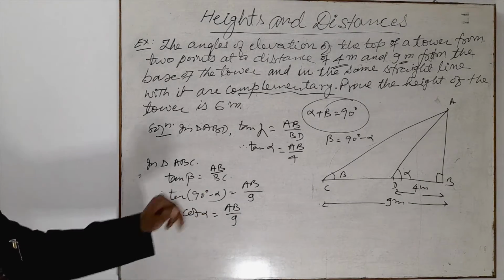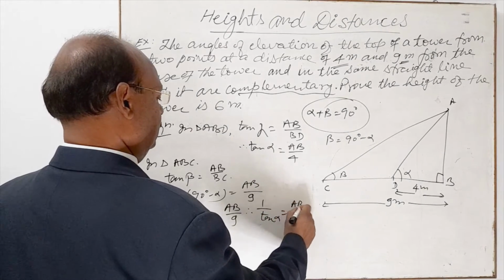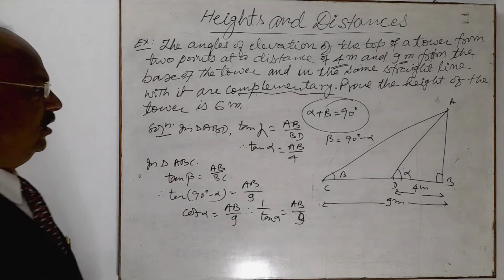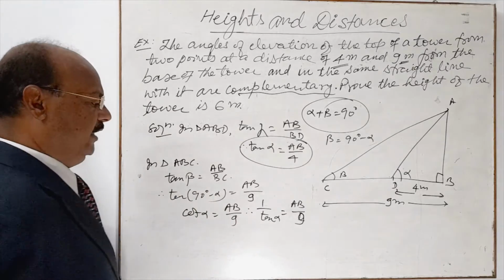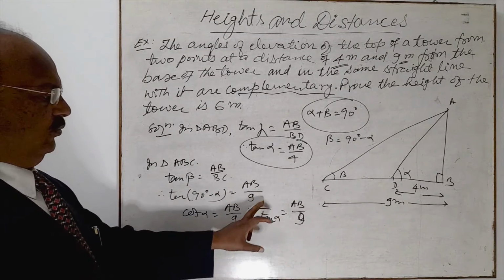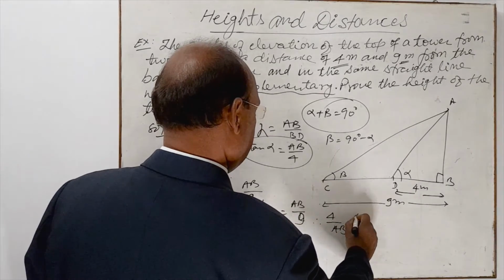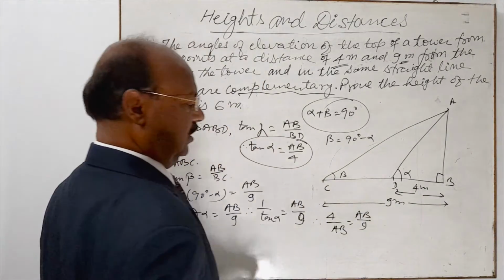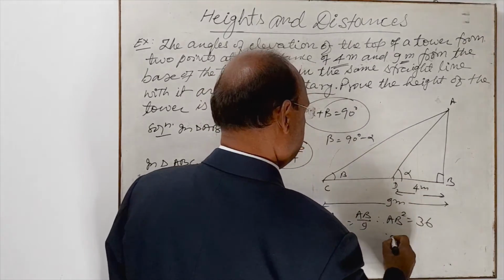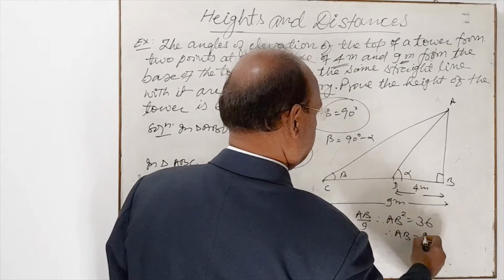And cot alpha is 1 by tan alpha. So therefore 1 by tan alpha is equal to AB by 9. And we have got the value of tan alpha here, which is AB by 4. So if you put tan alpha is equal to AB by 4, then 4 by AB is equal to AB by 9. Or by cross multiplication, you can write AB square is equal to 36 and therefore AB is equal to square root of 36, which is 6 meter.